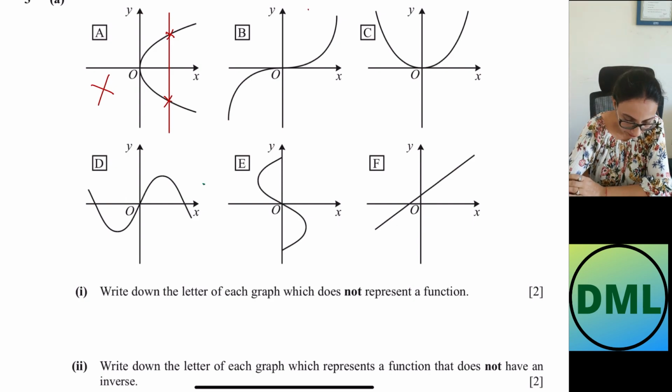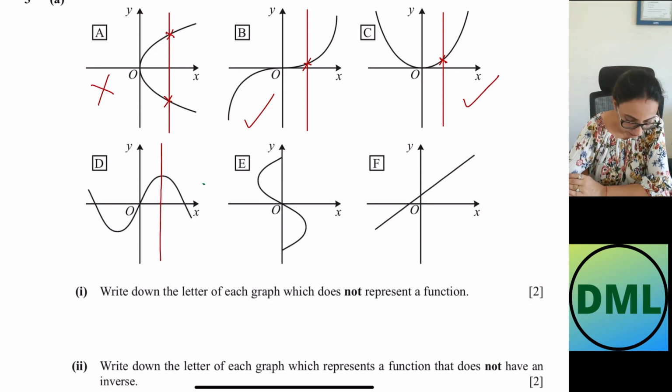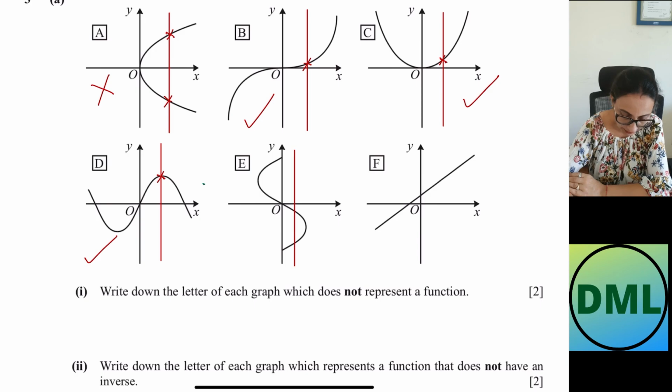Let's plot it here. This is my vertical line. It cuts the curve at only 1 point. That means this is my function. Let's plot the line here. It cuts the curve at only 1 point. So this is also my function. Let's plot the vertical line here. It cuts the graph at only 1 point. So this is also my function. Let's plot the vertical line. It cuts the graph at 2 points. So this is not my function. Let's draw it here. It cuts the graph at 1 point. So this is my function.